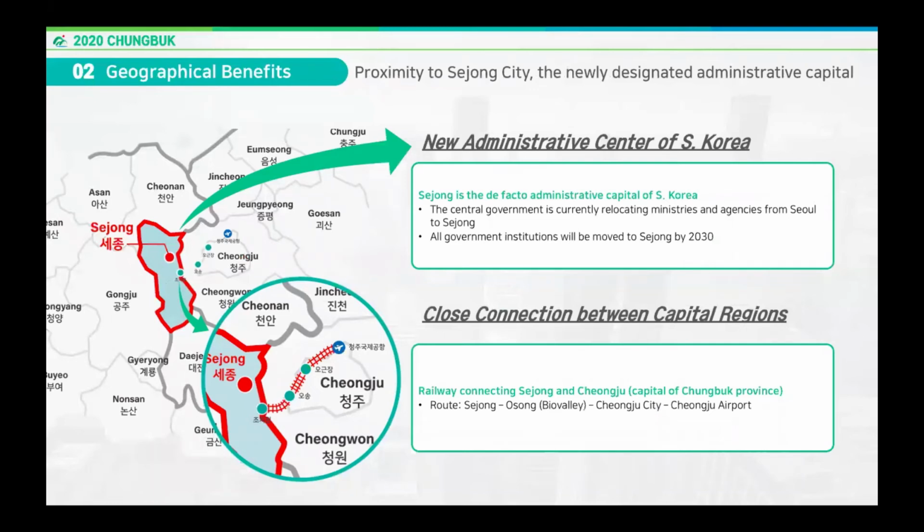Beyond industry clusters, Chungbuk has some other important geographical benefits. Cheongju City, the capital of Chungbuk Province, is right next to Sejong City, which is located in the neighboring province. Sejong is a planned city that has been designated as Korea's administrative capital. The government is relocating ministries and agencies from Seoul to Sejong, and this process will be completed by 2030. A new railway route connects Sejong with not only Cheongju City, but also with the airport and the Osong Bio Valley that are located close to Cheongju. Sejong City is expected to operate as one of the most emerging markets in Korea, and Chungbuk's proximity to this growing market will allow many business opportunities.